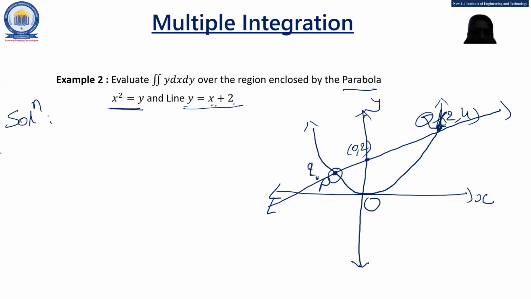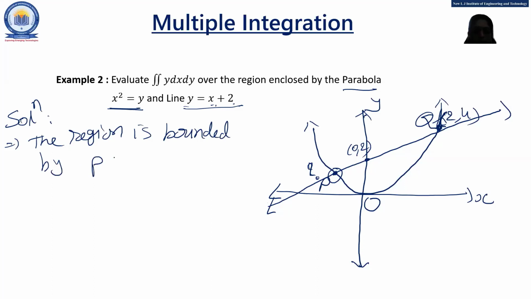So let's start the solution. The region is bounded by POQ, right? Here, x square is equal to y and y equal to x plus 2.